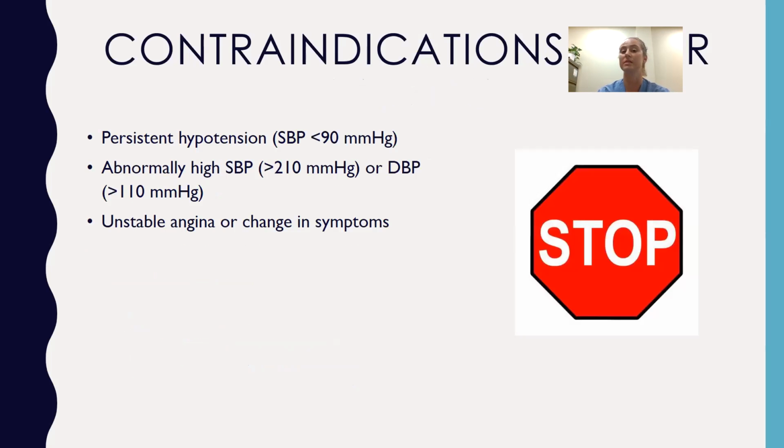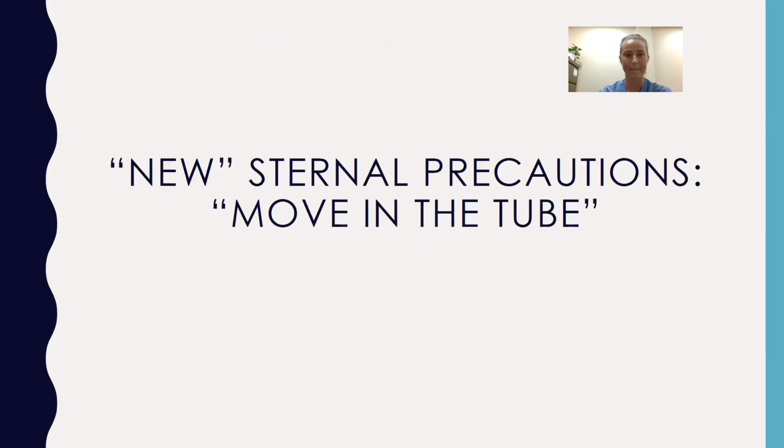Okay, there is an extensive list of contraindications to cardiac rehab. I put those all in the addendum, and I wanted to highlight these 3 in this presentation. If there is persistent hypotension, less than 90, if there's abnormally high systolic, greater than 210, or diastolic greater than 110, or if the patient has unstable angina or a change in symptoms, this is a contraindication to cardiac rehab.